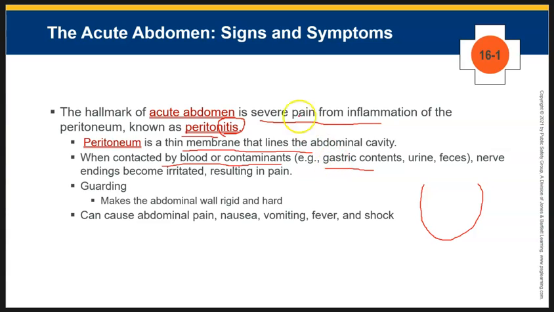The patient will be guarding their abdomen because of the pain. We also may see some distension and rigidity in the abdomen as well, alongside symptoms such as nausea and vomiting, potentially fever and shock.